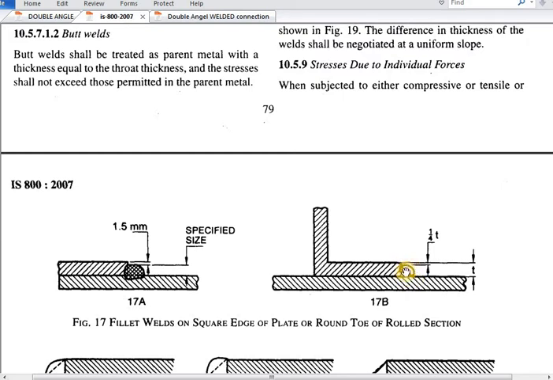So this should not exceed 3/4 of T. This is 17T. That means when this angle section is connected to a gusset plate, some space has to be left. This is the fillet weld, and this top surface is kept empty. So it should not exceed 3/4 of T.